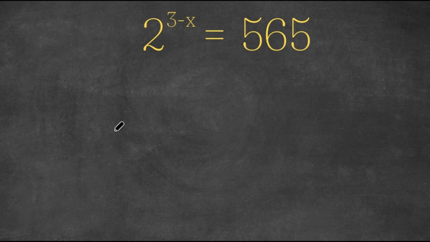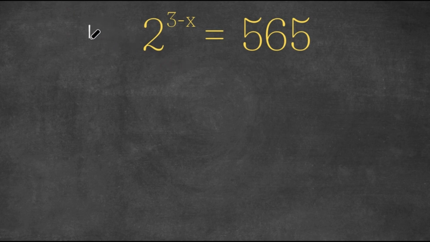Guys, welcome back to Click Academics. In today's video, I'm going to be teaching you guys how to solve this exponential equation. So we have 2 to the power of 3 minus x equals 565. And what I want to do is get rid of this base and keep the exponent. To cancel out an exponent, we need to take the inverse of the exponent, and the inverse of an exponent is a log.